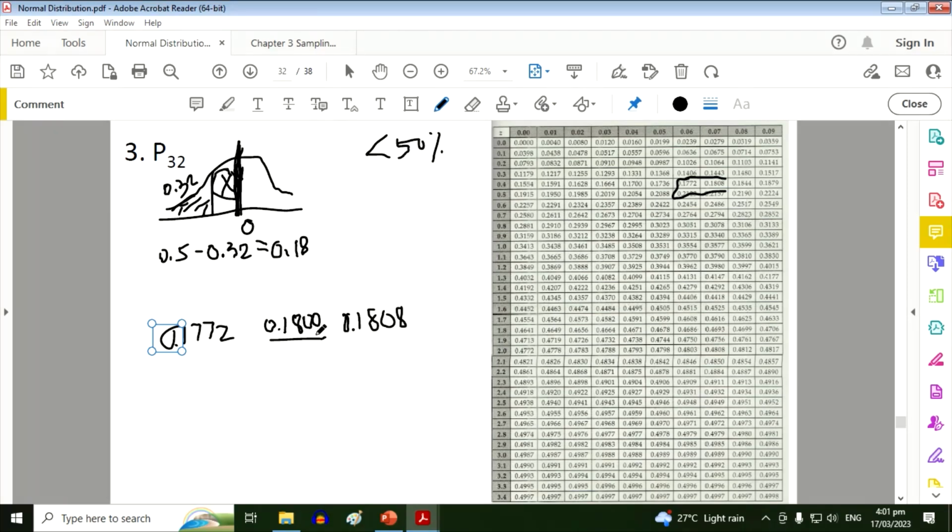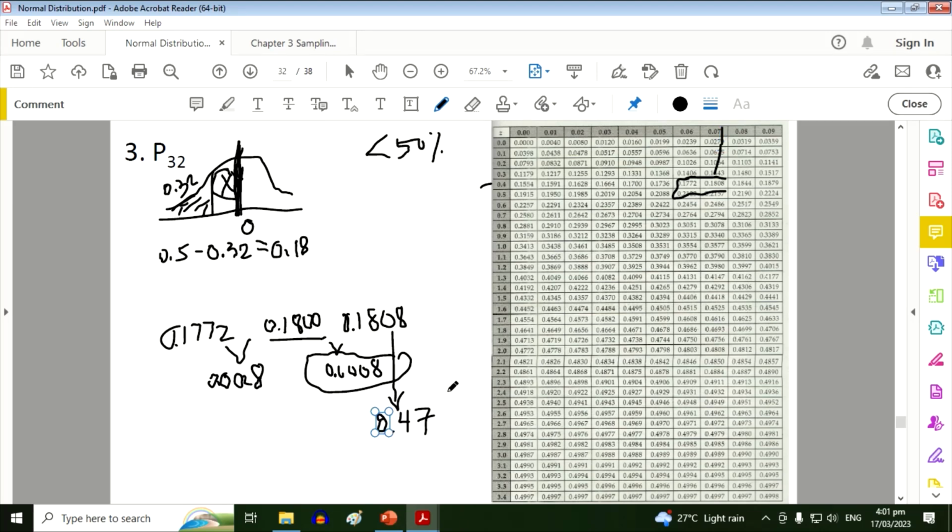Using your calculator, the difference is 0.0028, and this one is 0.0008. So obviously this is smaller. So we will choose this Z. Now this Z is 0.47.